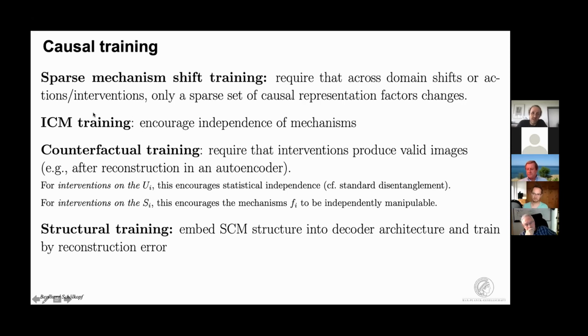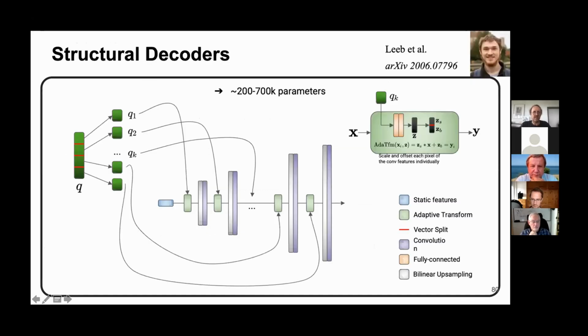You can also try to encourage independence of mechanisms. You can try to look at interventions, or what's called counterfactuals, which is a type of intervention. And I'll show an example of this also. And finally, you can also try to embed directly the structure of a structural causal model into a neural network. Specifically, we've worked on embedding it into a decoder. So, just in terms of time, we don't have much time left, so I will just give you pointers.